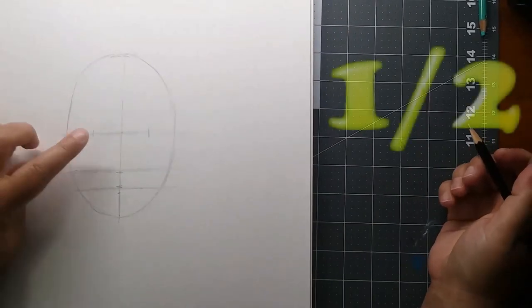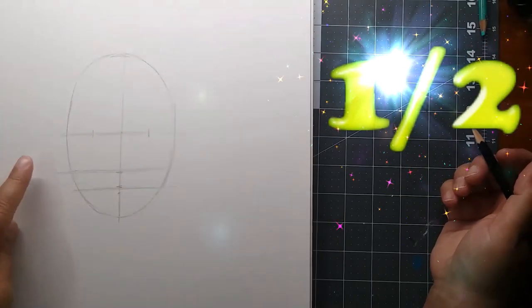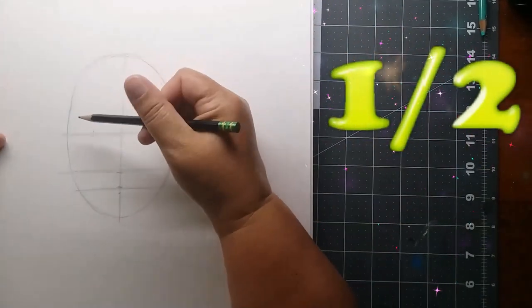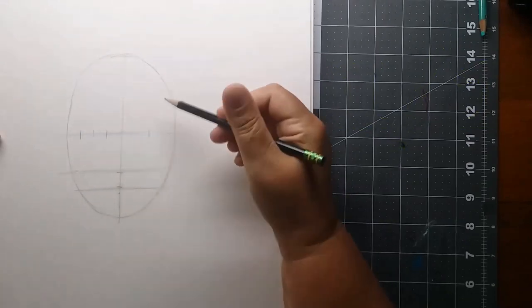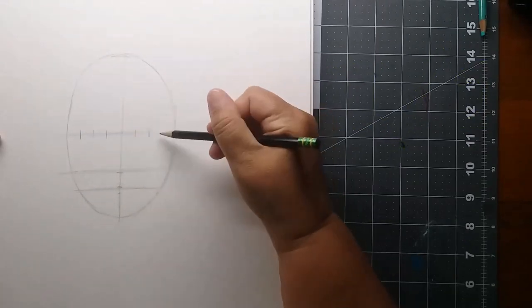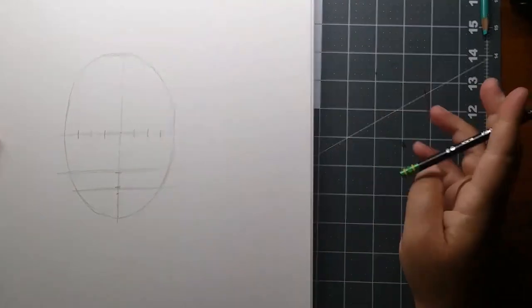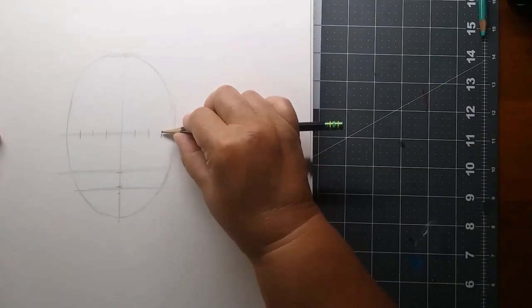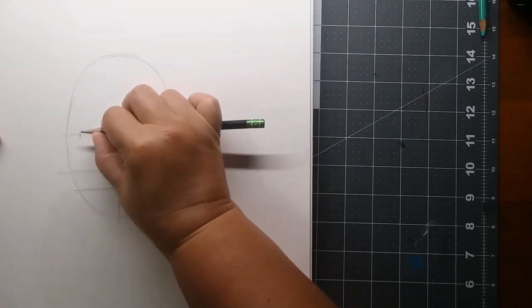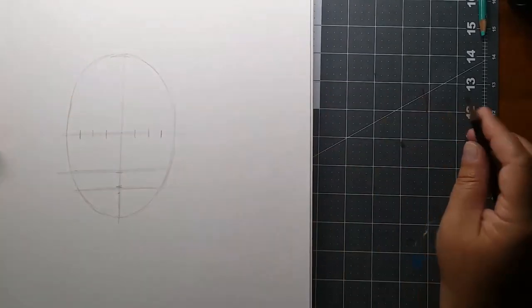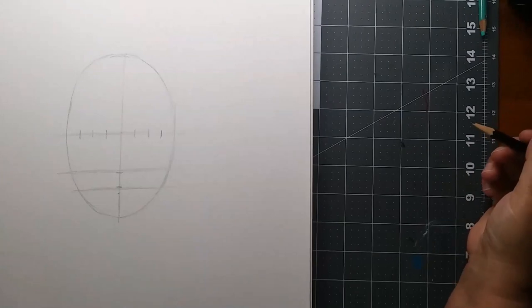Then I'm going to take those four sections and divide them in half again. Half is your magic number. So here in half, here in half, here in half, and here in half. Now I have eight sections. 1, 2, 3, 4, 5, 6, 7, 8, and they are all approximately the same width.